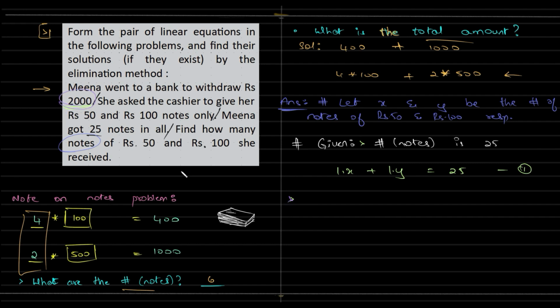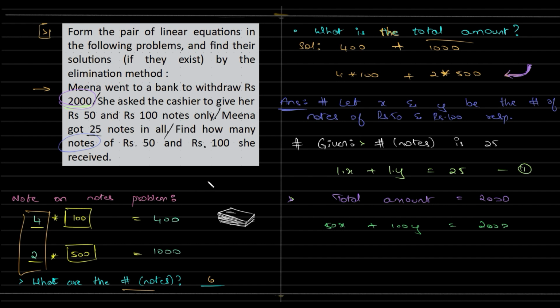So how do you get it? A clue? Again, all this pause is for you guys to think. So think about the second equation. Well, total amount is equal to 2000. How is it related to all of this? We know that we have received 50 rupee notes and 100 rupee notes, x and y. So 50x plus 100y is equal to 2000. And that's your second equation.